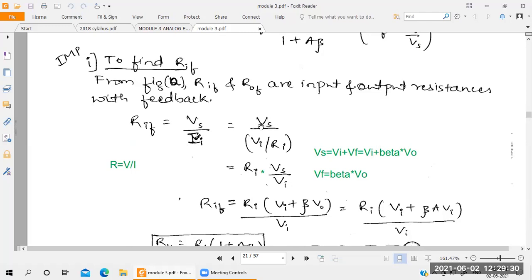Okay, Vs means what? Source voltage. Next, you take input current. Okay, Ii means what here? You can write one more according to Ohm's law, that is Vi divided by Ri.